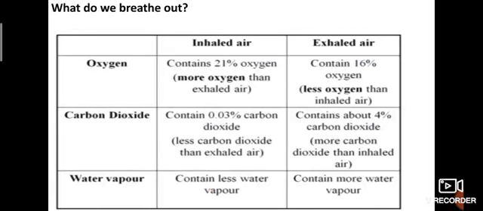So this is the rate of inhaled and exhaled gases. What do we breathe out? Inhaled air contains 21% oxygen, which is more oxygen than exhaled air. Exhaled air contains 16% oxygen. Inhaled air contains 0.03% carbon dioxide and exhaled air contains about 4% carbon dioxide. So we release more carbon dioxide. Inhaled air contains less water vapor, exhaled air contains more water vapor. This is the range.